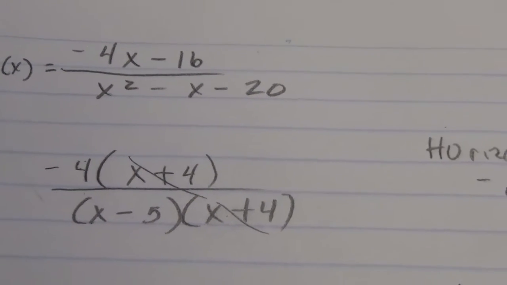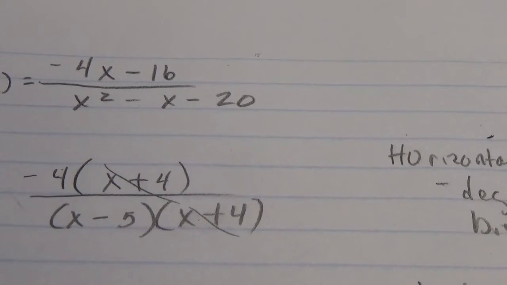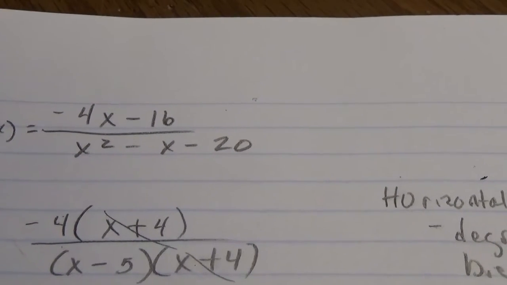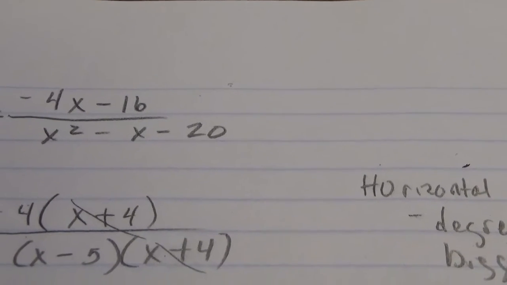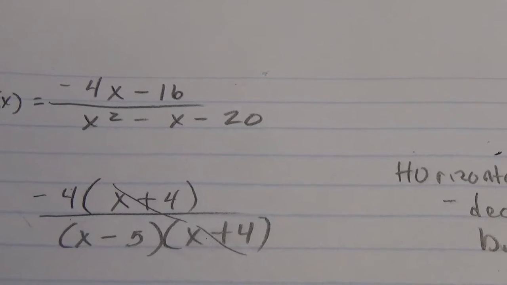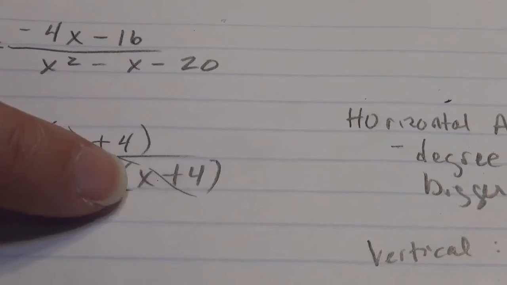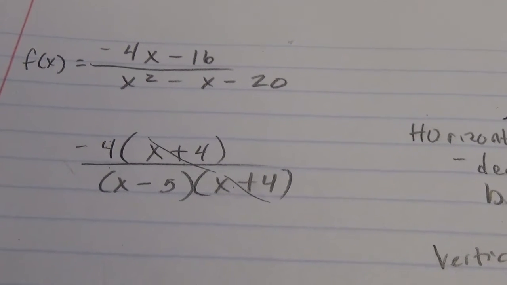Also, what I notice is this factors. So typically on the ones that we did in class, you would have a vertical asymptote at 5 and negative 4. But the ones we did in class never happened so that you had something in the numerator and something in the denominator that would cancel.